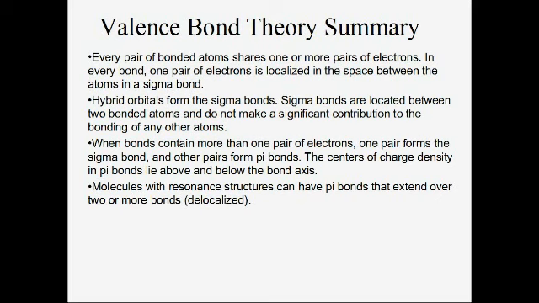If we have a double bond or triple bond, the second or third pair of electrons is in a pi bond, and the electron density is above and below the bond axis, not directly on the bond axis. And then if we have resonance structures where the double bonds can move around, then we can actually have an extended pi bond over those double bond locations.